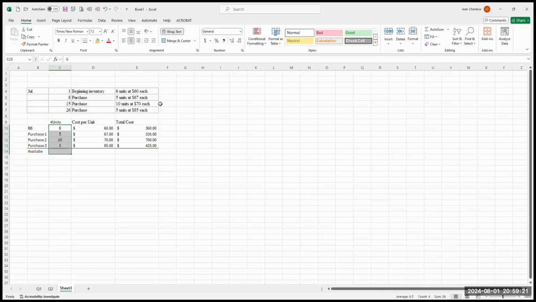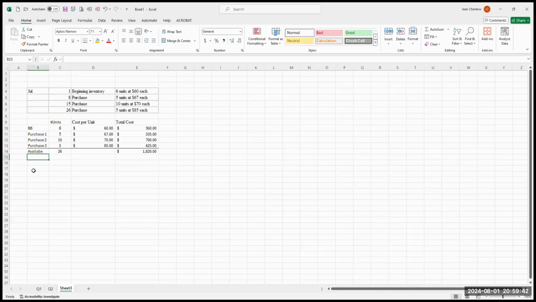The question now is, how many units do we have available? At this point, we have available exactly 26 units. What's the total cost for those 26 units? How much did we pay in total? In total, we paid $1,820. We have our goods available.